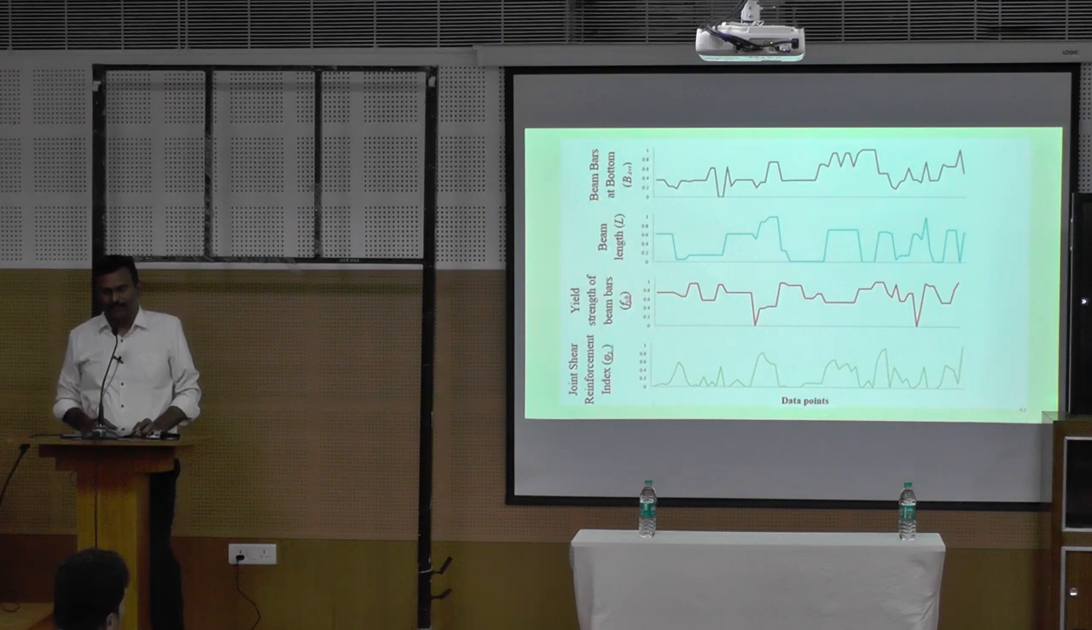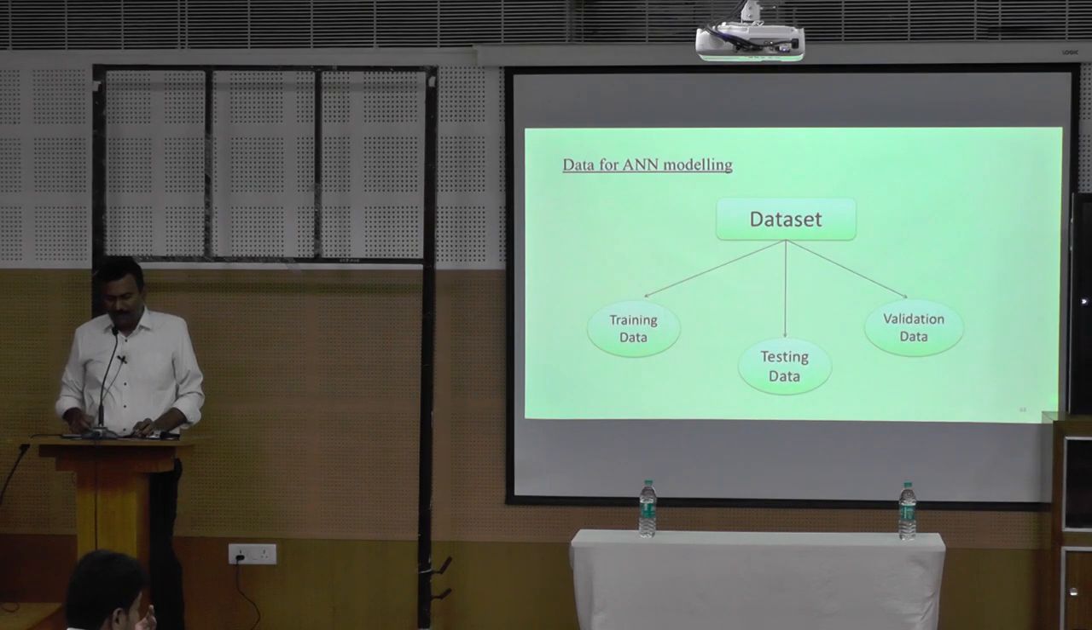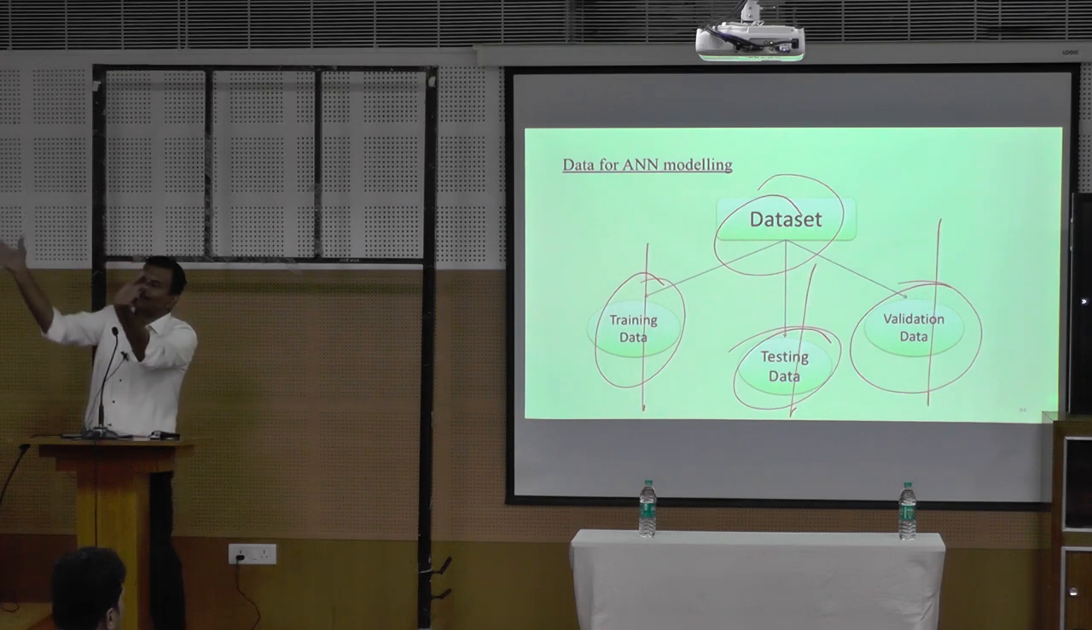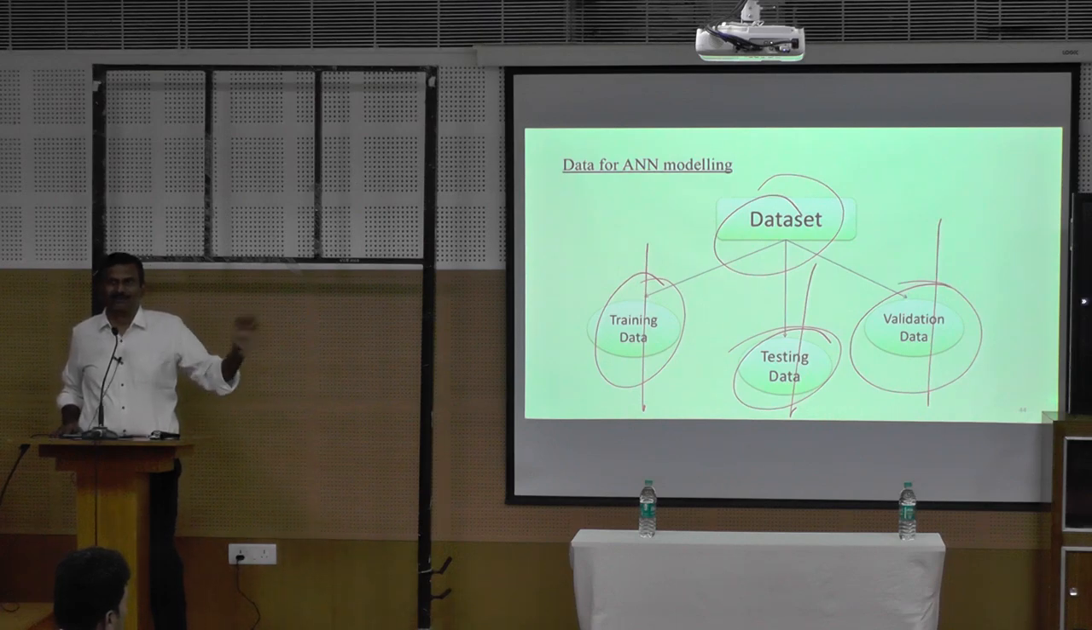So here also, these are the variation of data with respect to the mean square root. For ANN modeling, the data set we can develop: training data, testing data, validation data. What is that? Everything you take in one basket, cook, and can eat. If it's good, my madam says good. If bad, she says try next time. Like that, change these ingredients.